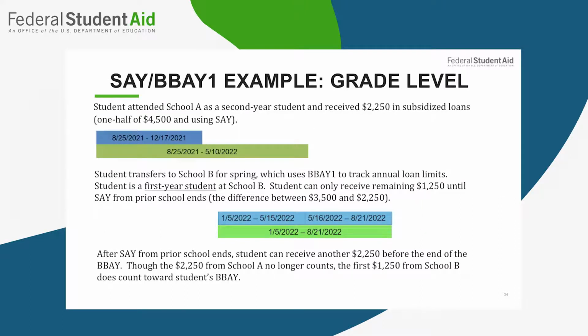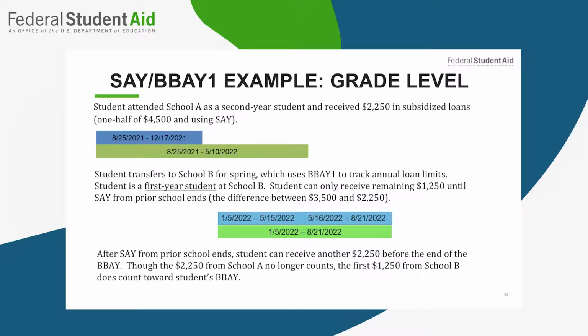So let's look at the next slide, and this is a little different. This is a student who transfers, and this is not a first-year student, but a second-year student. And a second-year student has a little different annual loan maximum. So in this example, this student attended school A as a second-year student, and the student received $2,250 in subsidized loans. I would say that's $2,250 in base subsidized loans. We're talking about subsidized loans. We're talking about base loans to keep it simple here. The $2,250 is one half of the $4,500.